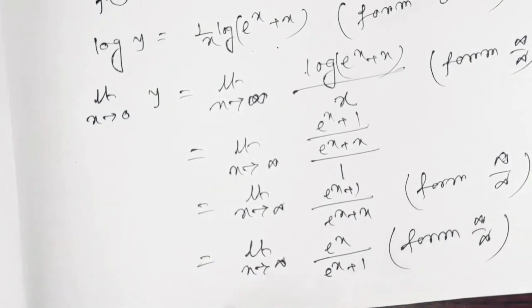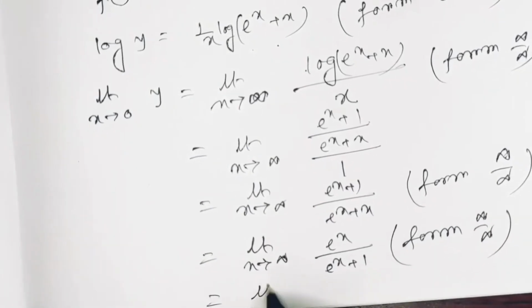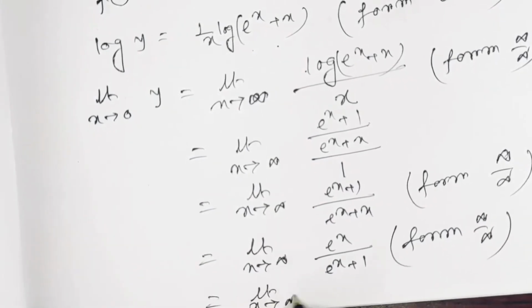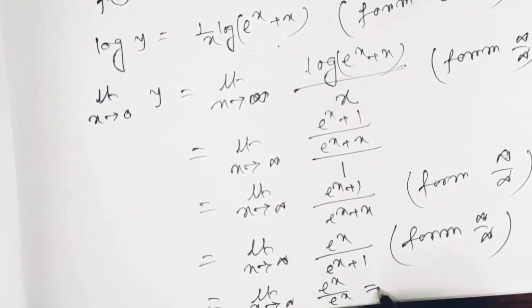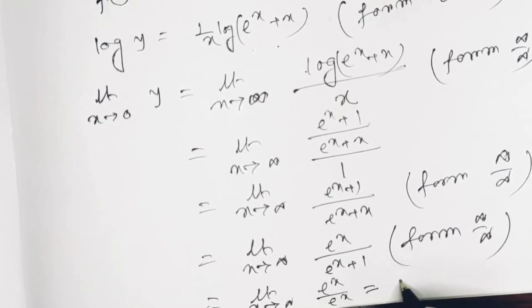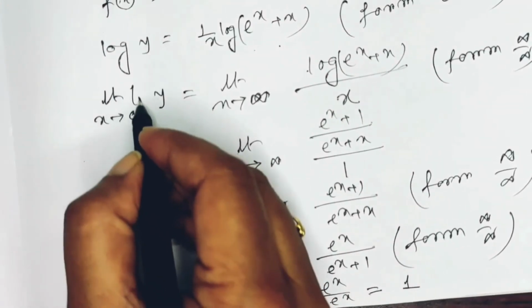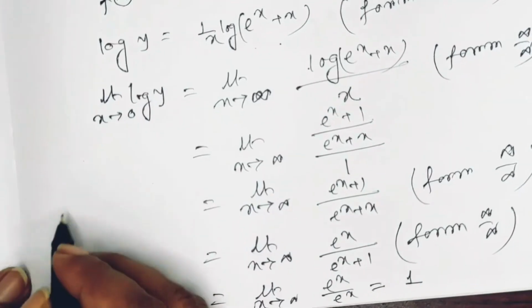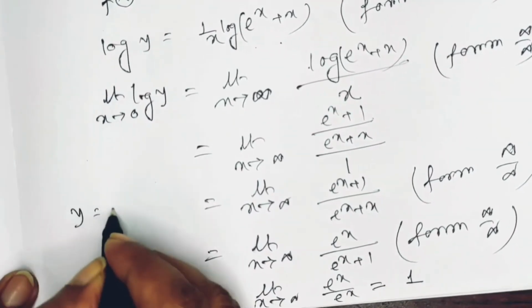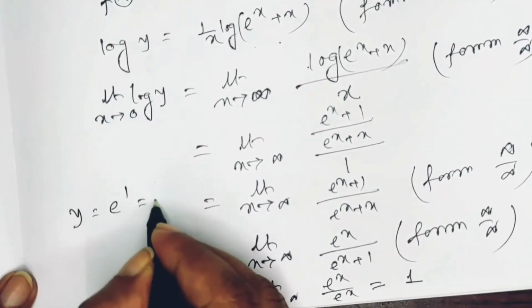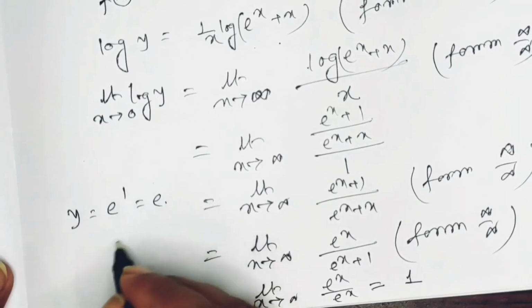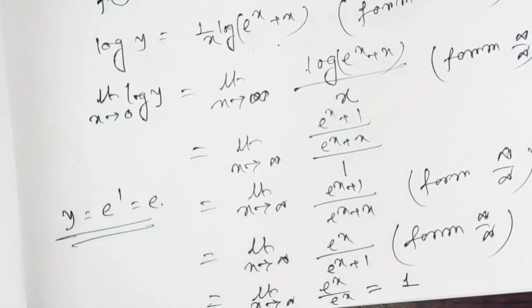And if we simplify, then we shall find it as e to the power x by e to the power x. That means finally we find out as 1. So this is the value for the log of y, and for the value of y it is y equals e to the power 1, means it is e, because we have to take the antilog. So this is our result.